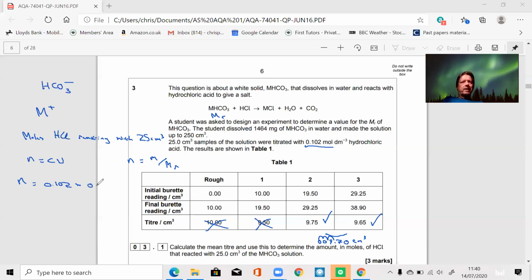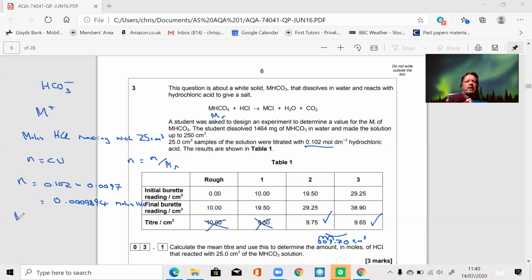So it's 0.102 times 0.0097. That, I think, is a job for the calculator. So I will do that. If you want to try it as well, always make sure you can use your calculator fluently, quickly, and accurately. We get, or I get, 0.0009894. That's the moles of HCl. But that's in 25.